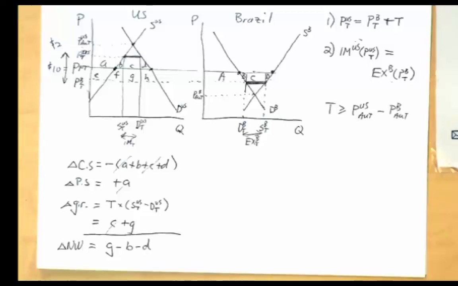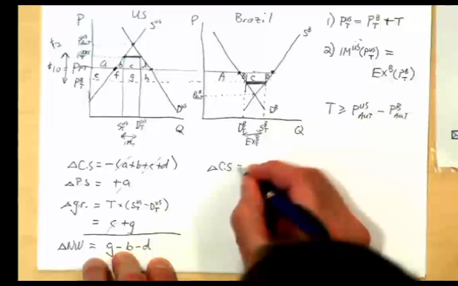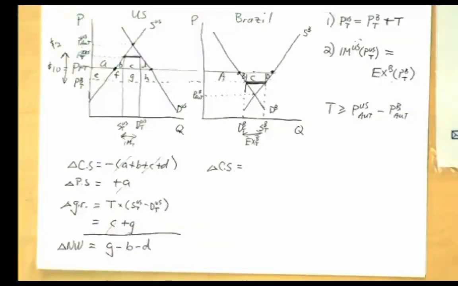Now in Brazil, the price is getting pushed downward. In Brazil, suppliers are reducing their supply overall and cutting back their production because of the lower price. Consumers are consuming more in Brazil because they get to buy the product at a lower price. All right, but we can ask, well, what is the change in consumer surplus in Brazil as a result of the U.S. tariff?